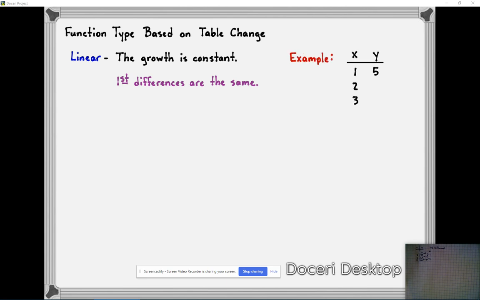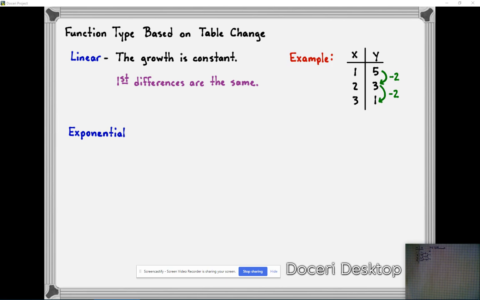So if we look at an example of tables, we can see in this table that the steps are growing consistently, 1, 2, 3. What's happening from 5 to 3? Well, in this case, we're actually subtracting 2. And then from 3 to 1, we are subtracting 2. So it's a matter of addition, subtraction. Because those first differences are the same, we say that this is a linear function.